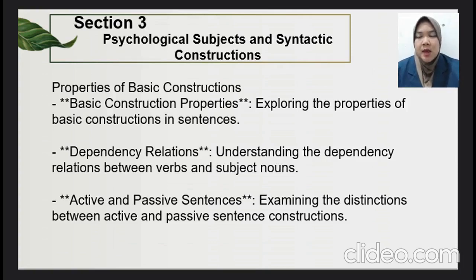And number 3, active and passive sentences, is examining the distinctions between active and passive sentence construction. It involves understanding how the subject, role, and focus of the sentence change. Example, active: the chef cooked a delicious meal. Subject, the chef. Passive: a delicious meal was cooked by the chef. Subject, a delicious meal.